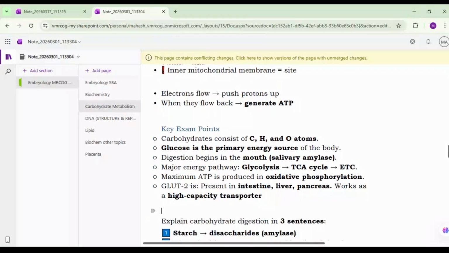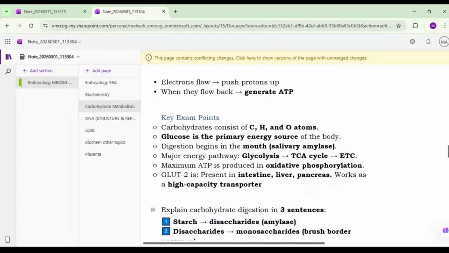From an exam point of view, you should remember that carbohydrates consist of carbon, hydrogen, and oxygen atoms. Glucose is the primary energy source for the body. Digestion begins in the mouth through salivary amylase.